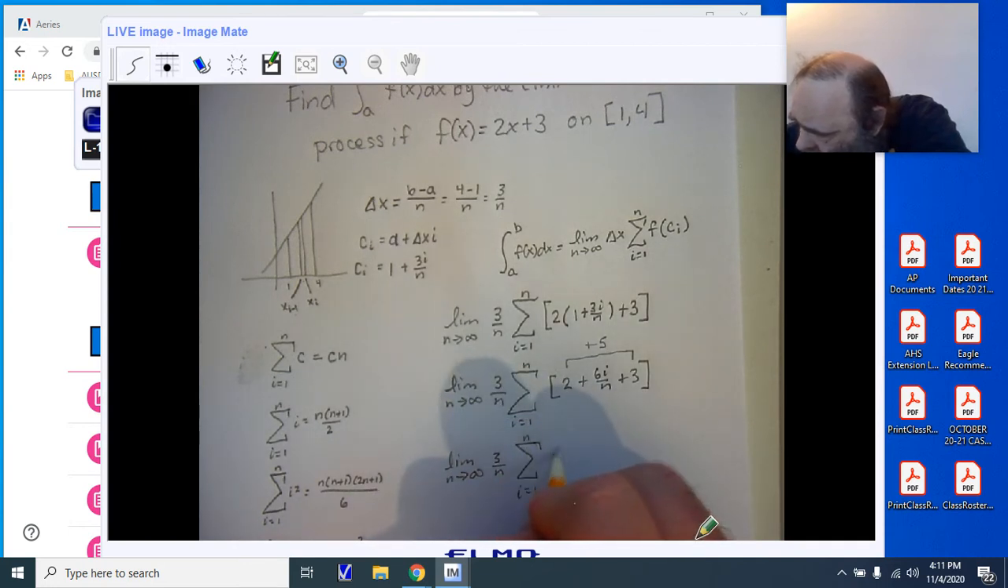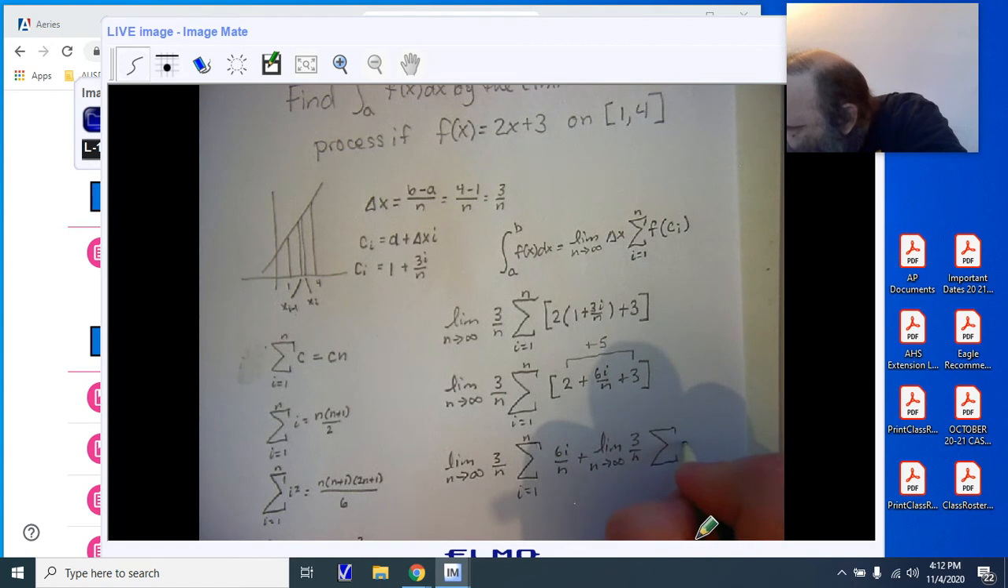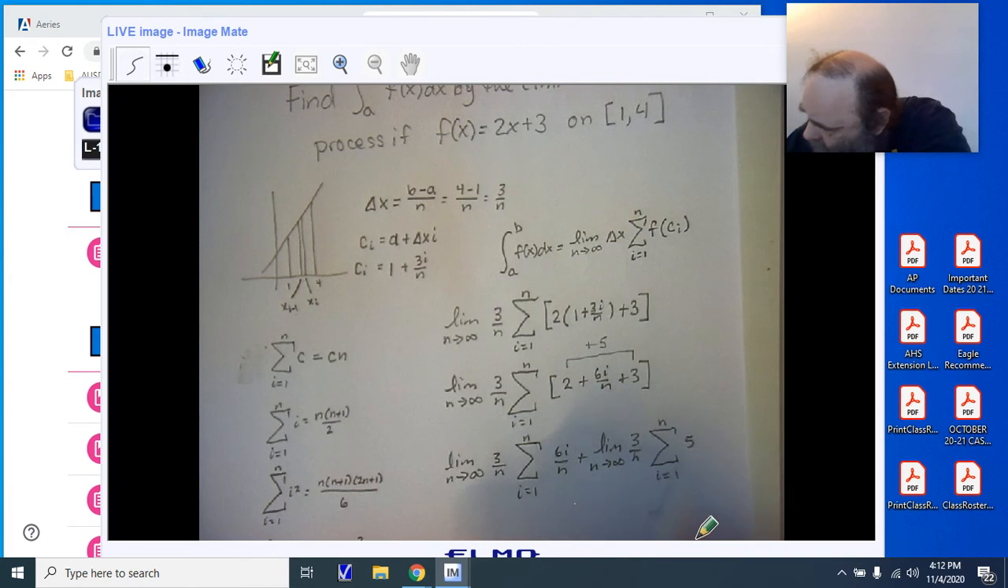So I have 6i over n. The limit is repeated, 3 over n. We put this together as the sum of 5, i going from 1 to n. Now this 6 over n is going to come out so that we have the limit as n approaches infinity of 18 over n squared times the summation as i goes from 1 to n of i.